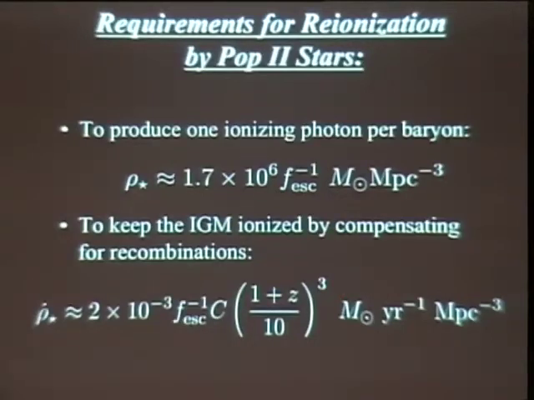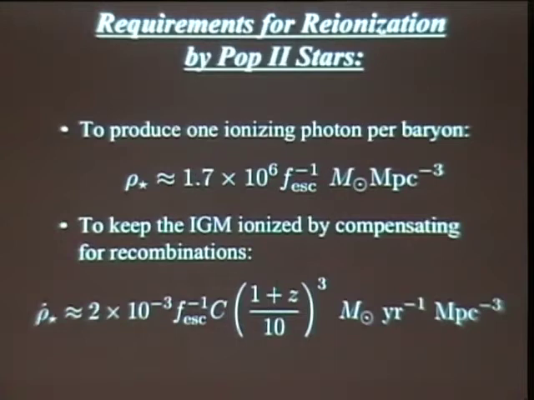So in fact, as you go to higher redshifts, because the recombination rate goes like density squared, you end up needing a higher formation rate than at low redshifts. Now, in addition, there is the so-called clumpiness factor, which is the average value of the density squared divided by the square of the average density. That illustrates how clumpy the gas in the intergalactic medium is relative to a uniform distribution. So this is a requirement.